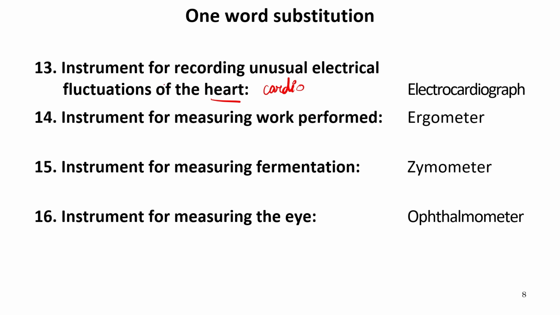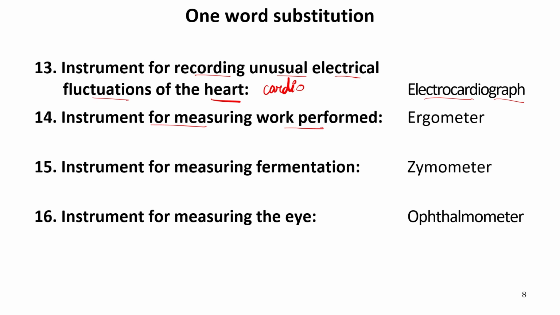Now, instrument for recording unusual electrical fluctuations of the heart. It means we can say that there are variations in the heart. So that can be a sign of a disease or a problem which a person is going to face. That is known as electrocardiograph. Now, instrument for measuring work performed. Basically, athletes, they take these type of instruments. They carry these type of instruments.